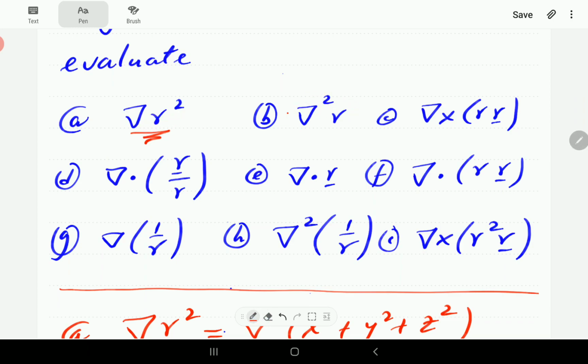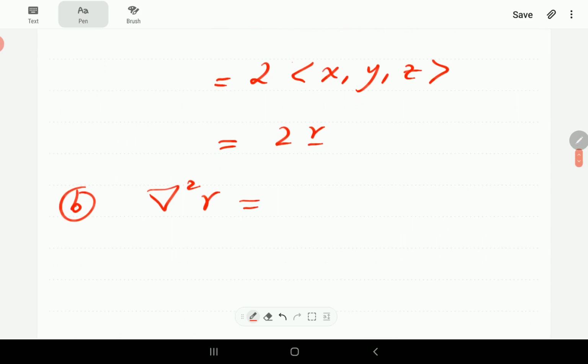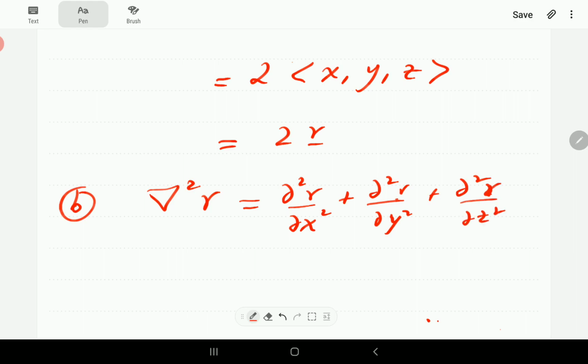In part B, we are looking for the Laplacian. So it's a bit similar to this one, but the grad is squared while the r does not have power 2. So in B, we're looking for the Laplacian of r. The Laplacian is going to be the second order derivative of r with respect to x plus the second order derivative with respect to y plus the second order derivative of r with respect to z.